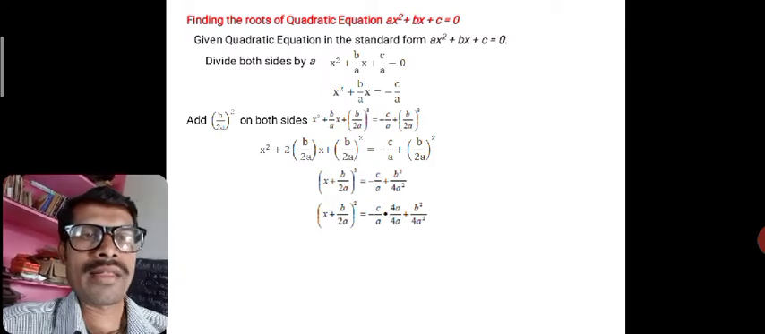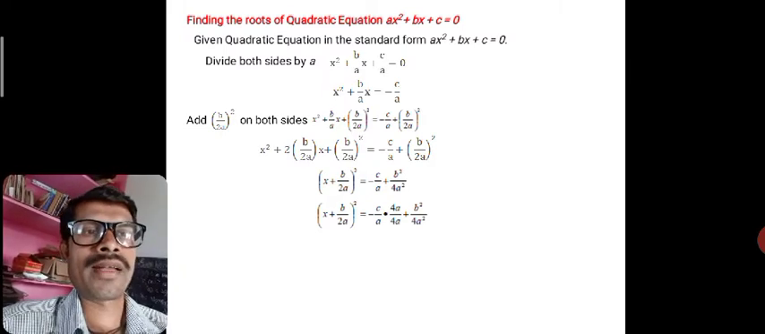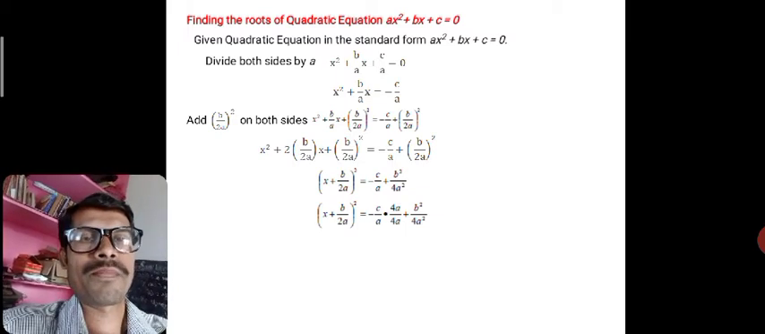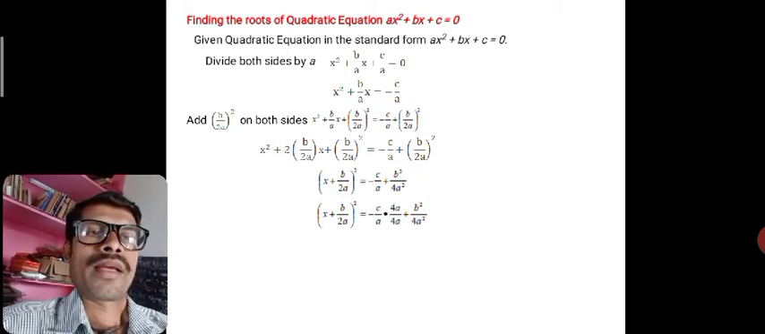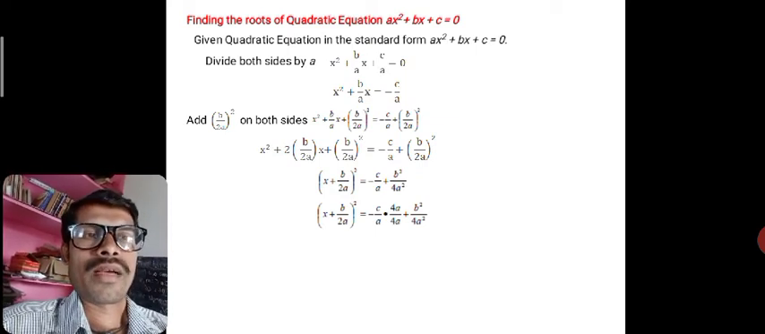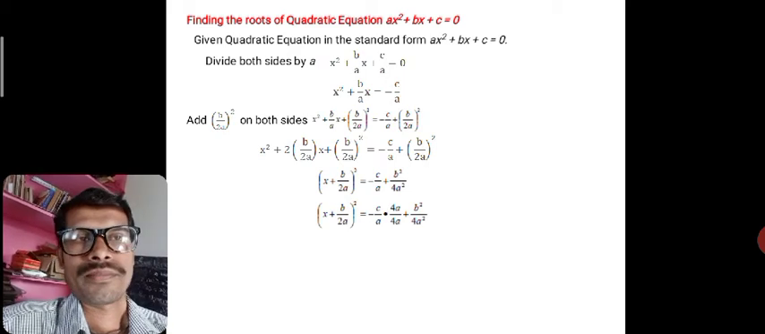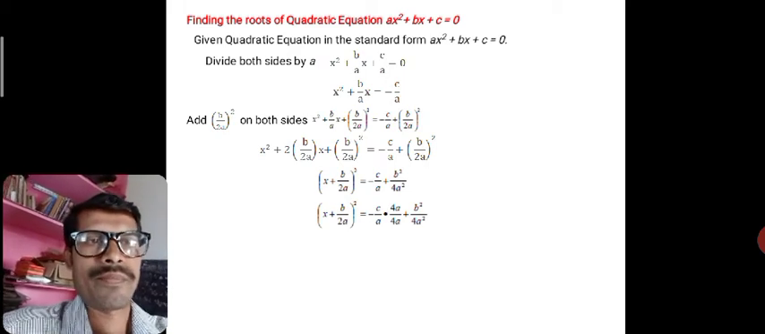Without taking the LCM, we can also make the denominator same. Let us see that one. That is 4a by 4a. If you multiply and divide with 4a with minus c by a, the denominator will become equal. That is 4a square. That's why.